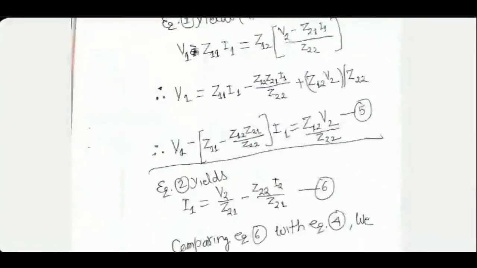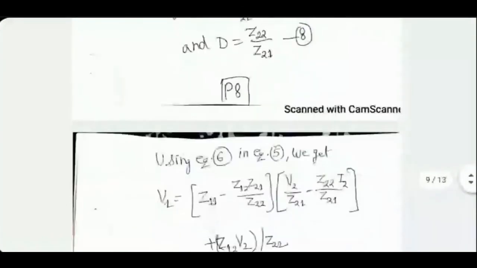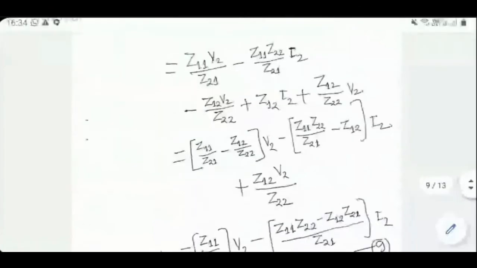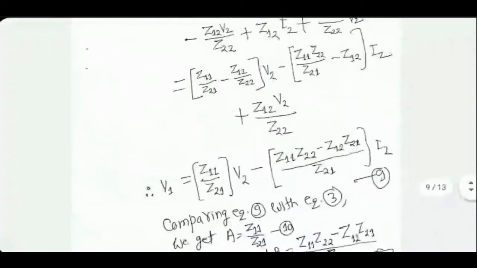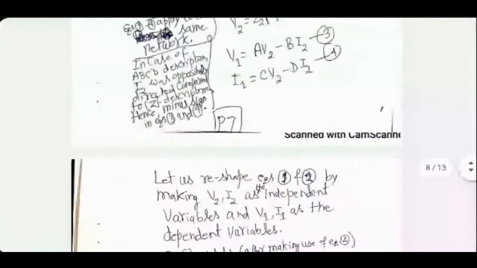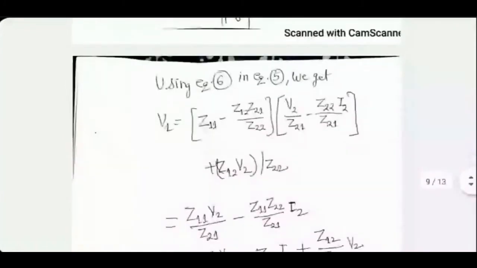and get the result shaped into the standard form, which actually takes a little work, but ultimately it is possible to write V1 as something multiplied by V2 plus something multiplied by I2, minus actually. So I compare this equation 9 with the desired form, equation 3, and I got A and B values directly by comparison.